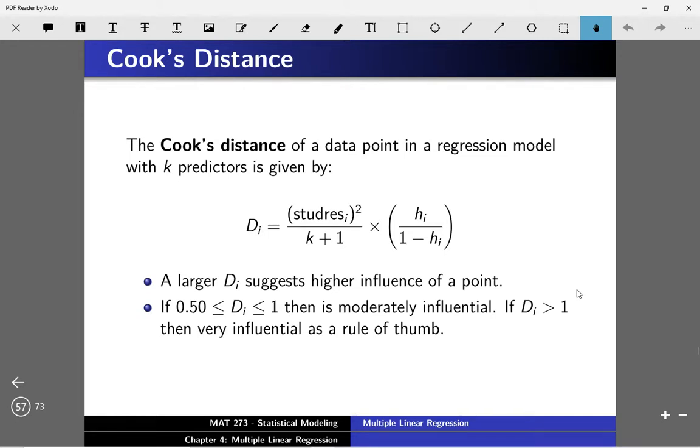So Cook's distance is another metric we can calculate for our regression model. This again is used to assess how influential a point is. It's a sort of complicated function of the studentized residuals squared, the leverage values, and k, the number of predictors. Sort of an ugly looking formula, but it's commonly used. People tend to say if this Cook's distance value is between 1/2 and 1, then the point is moderately influential. But if it's bigger than 1, then it's considered very influential and might be cause for concern.